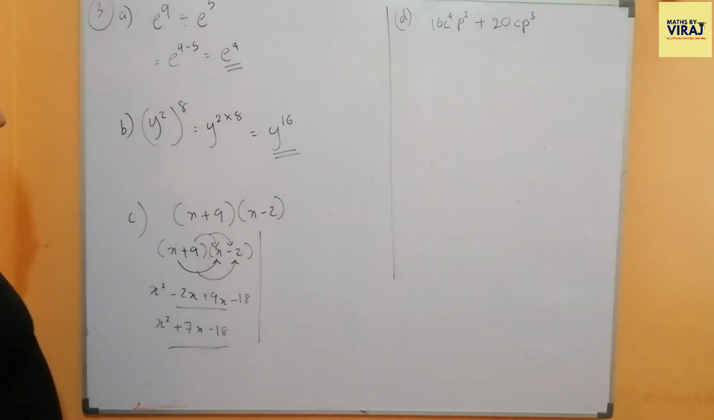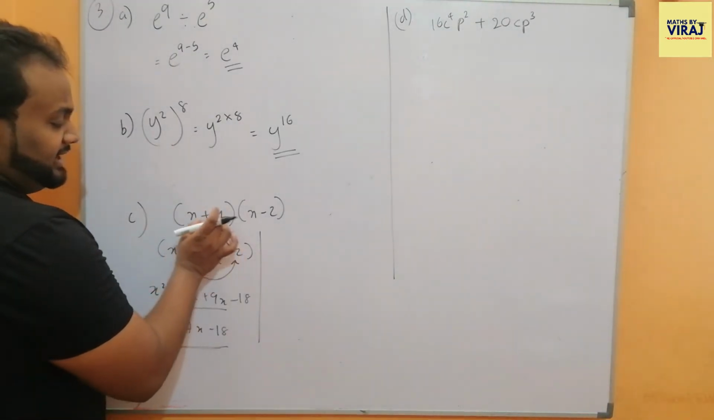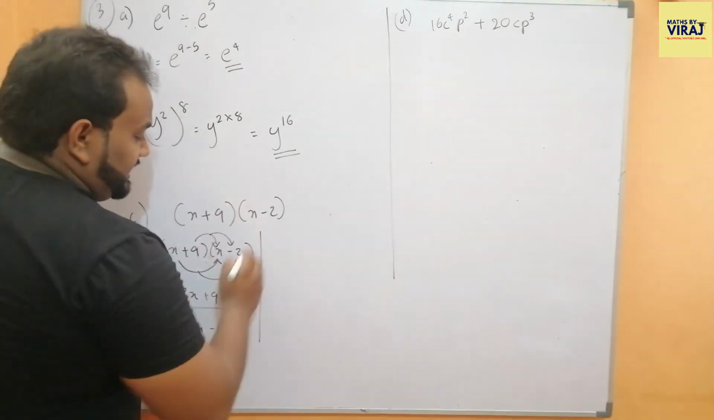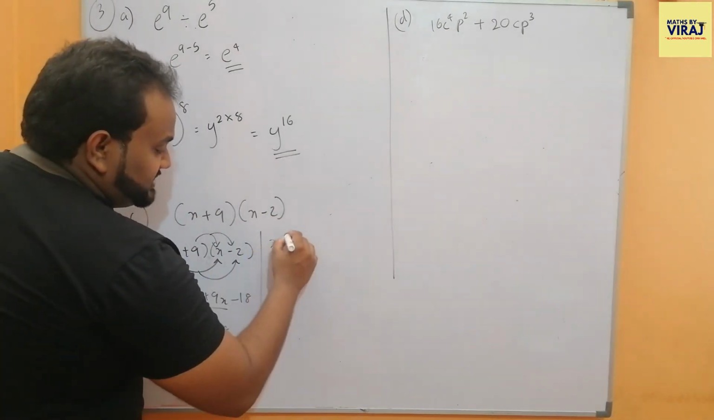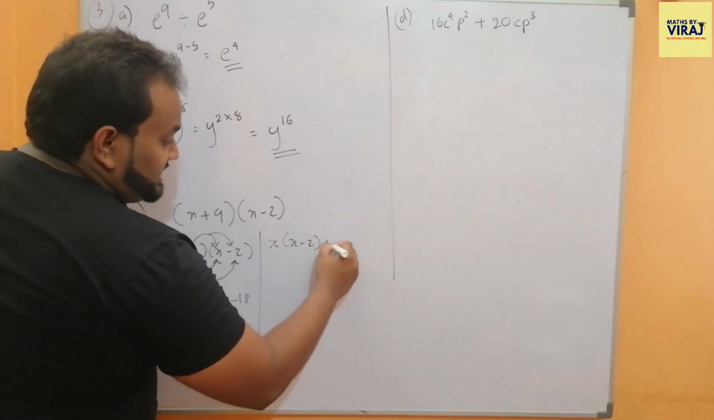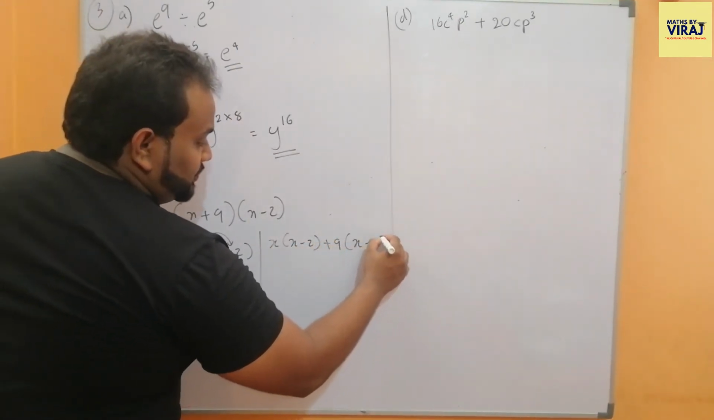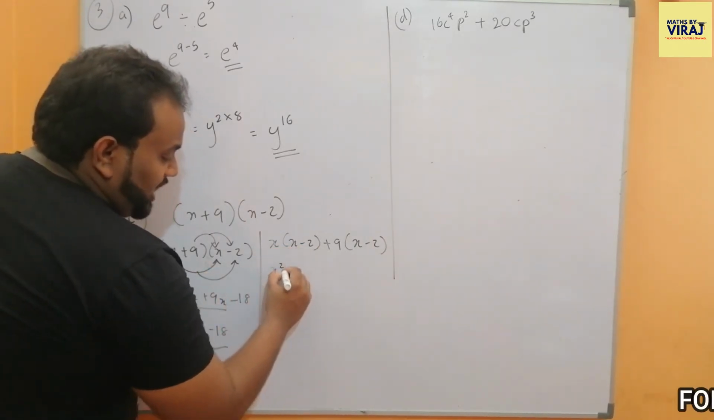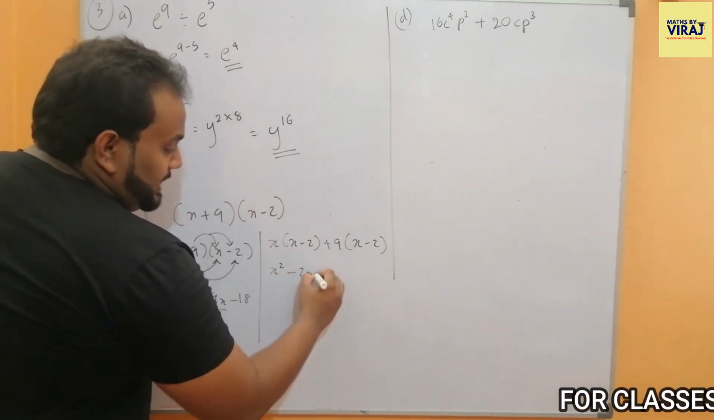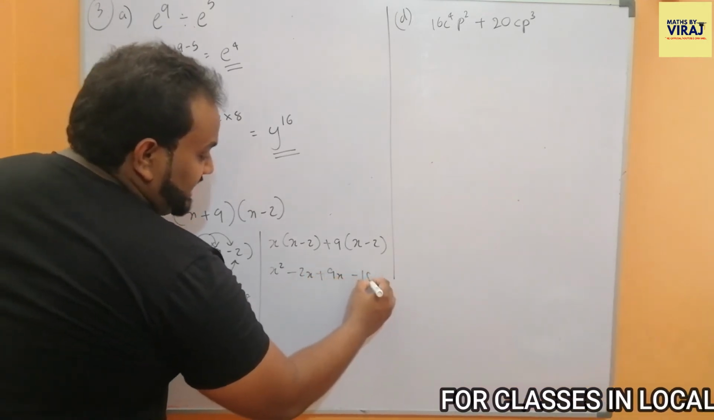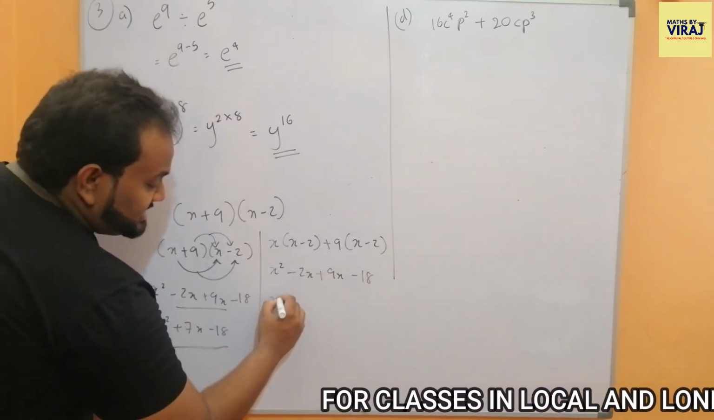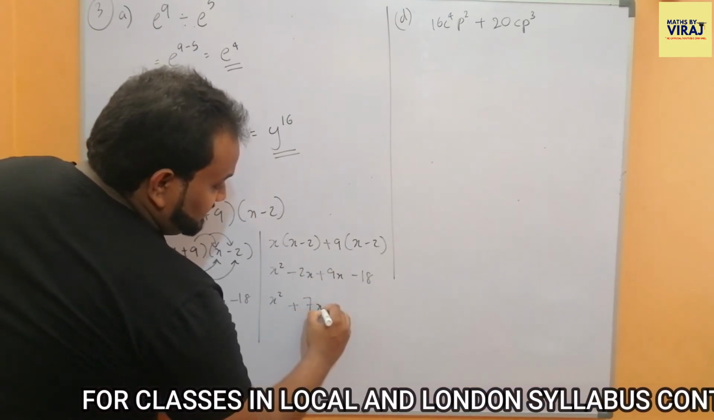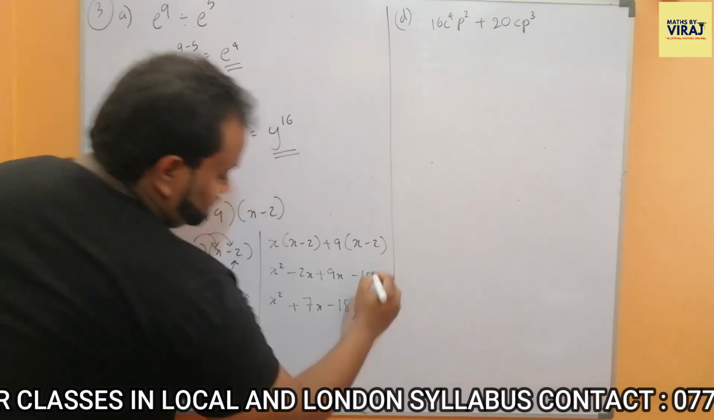Also, I can do it in the form where I take the integer and the variable out from this bracket. I can write it as x times x minus 2 plus 9 times x minus 2, which gives me again the same answer, x into x, x squared minus 2x plus 9x minus 18, which is x squared plus 7x minus 18.